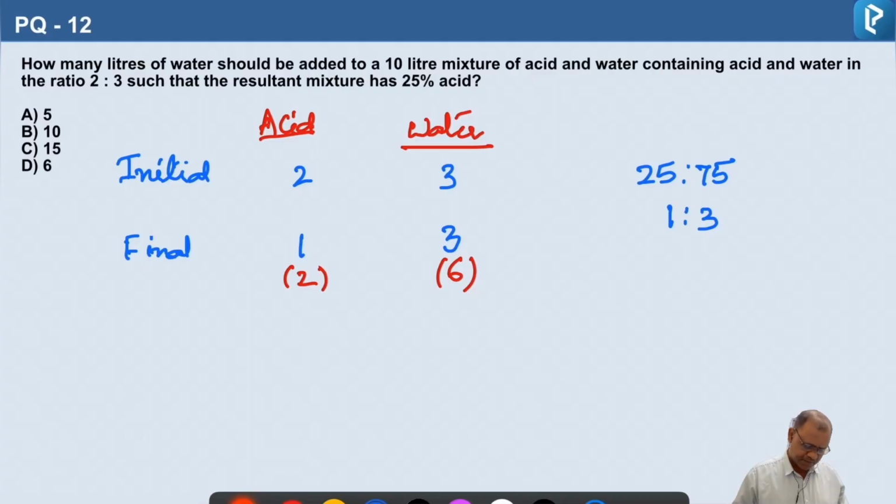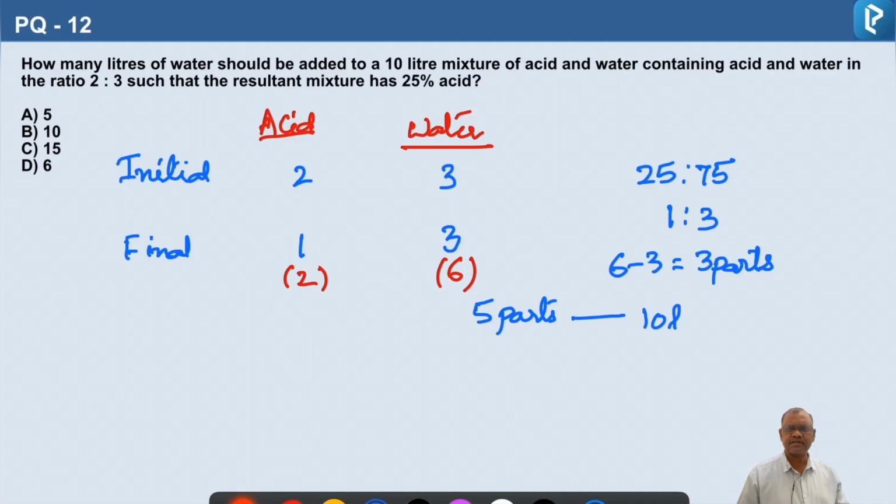So how many parts of water is increased? 6 minus 3. 3 parts of water is increasing. So initially we have total 5 parts. Both acid and water together it is 5 parts. So 5 parts is equivalent to 10 liters.